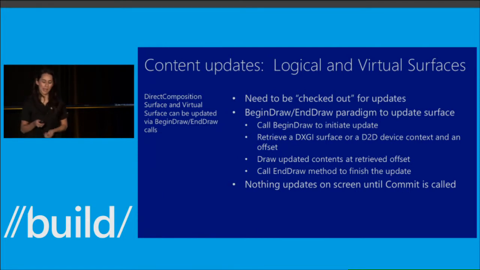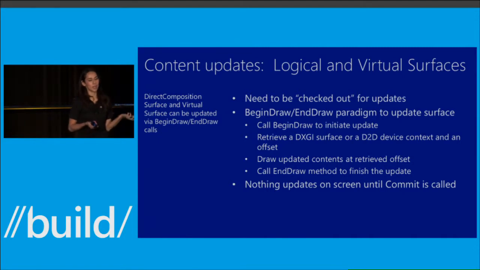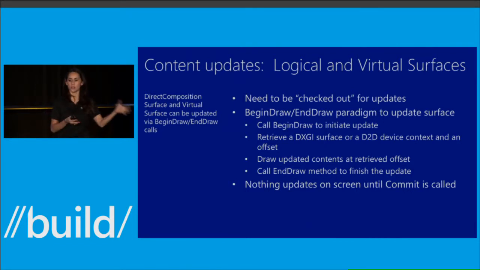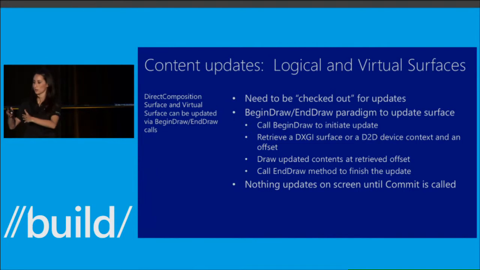so we won't show those updates on the screen. Once you call BeginDraw to initiate an update, you're going to retrieve a DXGI surface or a Direct2D device context. It depends on what update object you ask for. And then you're also going to get an offset, and that's the offset that you need to use in order to render your update. Now, once you call EndDraw, that means that the update is done. And remember that after every single one of those composition updates, you have to call Commit. That's the only way that we will know that, okay, we're free to go and show the content on the screen. So you can picture having two surfaces. One you call BeginDraw on, and the other one you call BeginDraw and EndDraw, and then you call Commit.